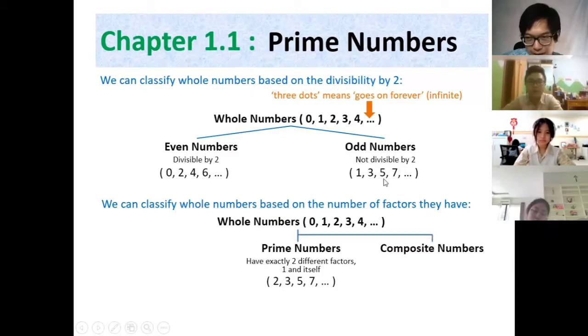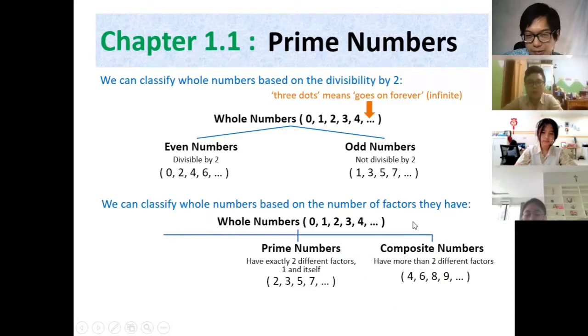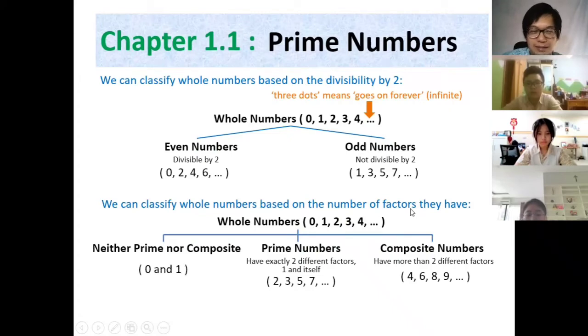And composite numbers, what I said before, have more than 2 factors, right? And one more type: neither prime nor composite. Okay, 0 and 1.